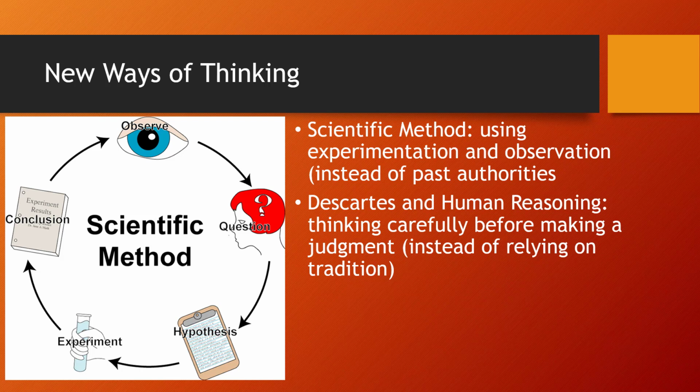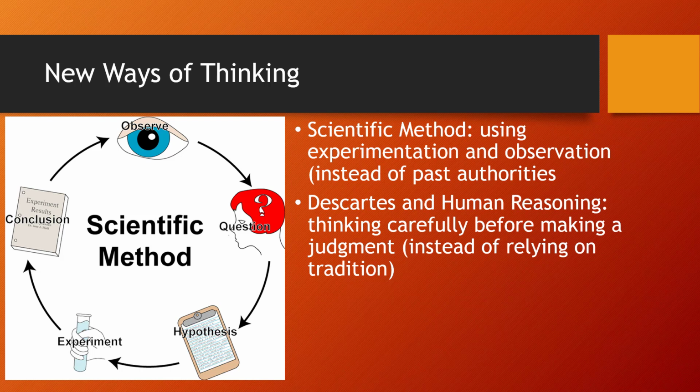So what were some other new ways of thinking that emerged as a result of the scientific revolution? Well, you have the scientific method, which you've probably used in your science classes or in your labs, and it's basically using experimentation and observation instead of listening to past authorities, your minister, your monarch, your governor.